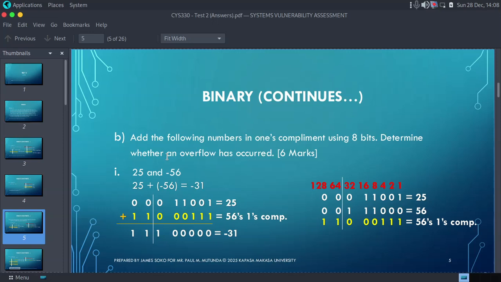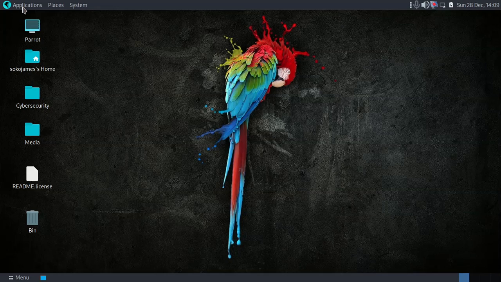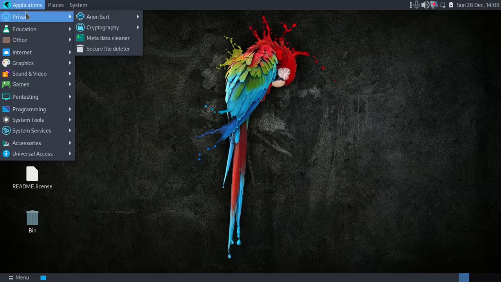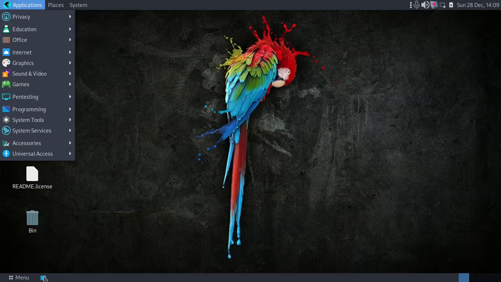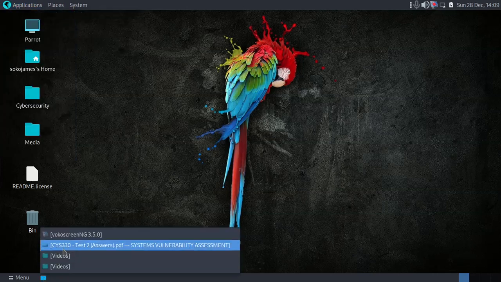Add the following numbers in 1's complement using 8 bits. Determine whether an overflow has occurred. Here the key point is that we are adding in 1's complement, because we already know about 8 bits. So let's do that now. First of all, what are the values which we've been given?